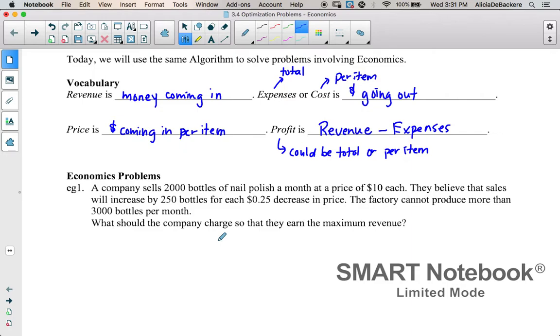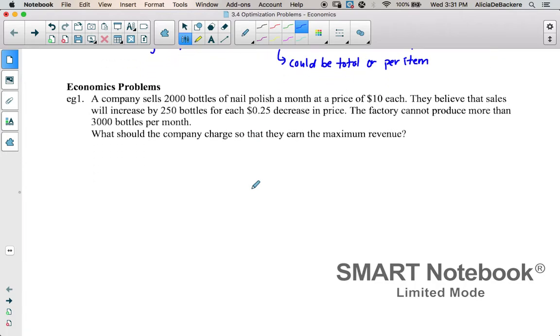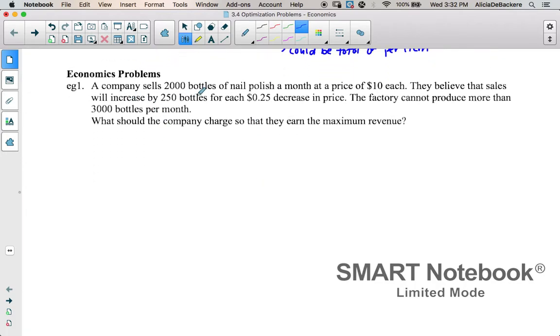In our first problem, we're talking about a company that's manufacturing nail polish. So again, the item doesn't really matter. You're going to find these questions are all kind of the same. Even in your homework, I think there's one where it's apartments that people are renting. It's the same idea. So we've got a company that now sells 2,000 bottles of nail polish a month at a price of $10 each. So that's what's currently happening in the company.